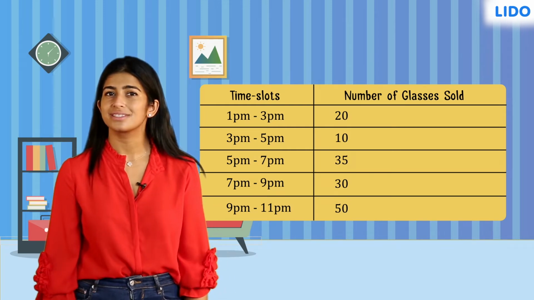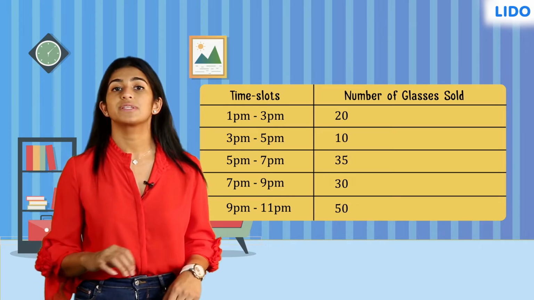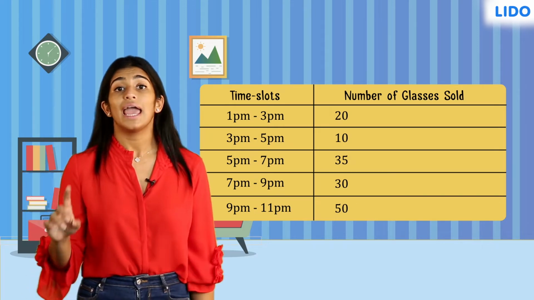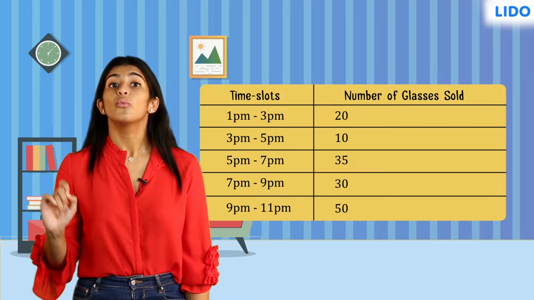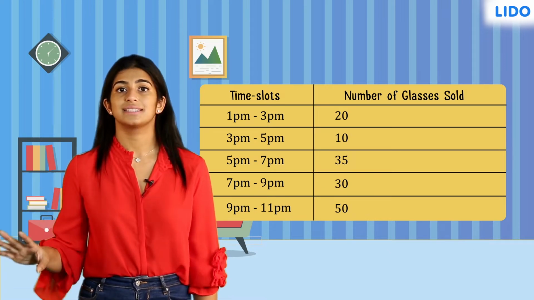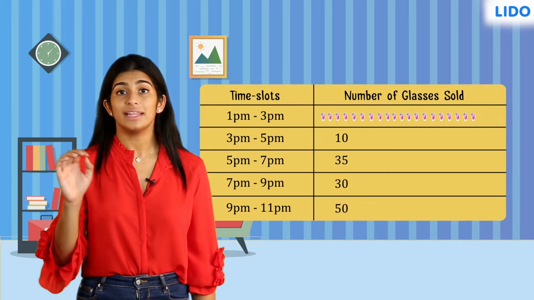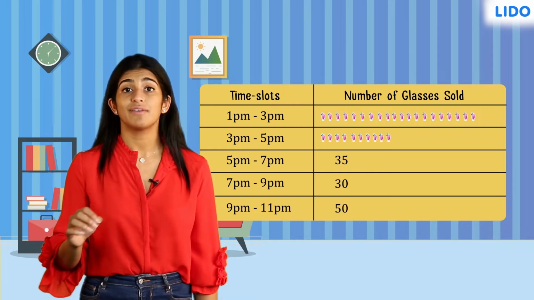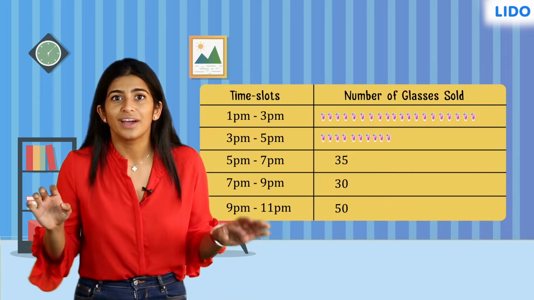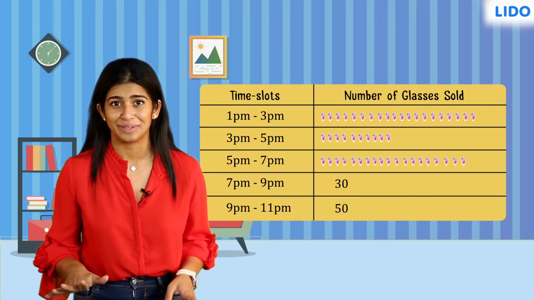What if I use pictures to represent the data? Let's use a milkshake sticker to represent each glass of milkshake. In the slot from 1 to 3 p.m., we sold 20 glasses. So let us replace this with 20 stickers. Next, in the 3 p.m. to 5 p.m. slot, we put 10 stickers. And for the 5 to 7 p.m. slot, we will have to put 35 stickers. Oh no, I don't think I have so many stickers with me.